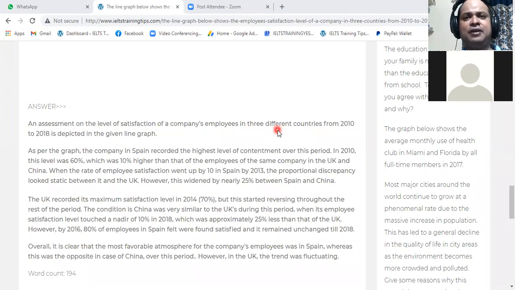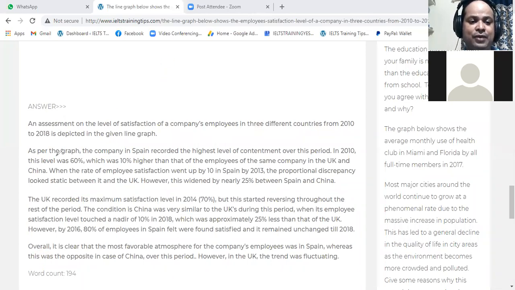And at the same time, we are not going to say that this is measured in percentages or rates. We don't need that, because it is said in the body paragraph. So it is very concise: three different countries, the duration is given, is depicted in the given line graph. What is the picture? The picture is a line graph. What is it about? It is about a statistical assessment of the level of satisfaction of a company's employees in three different countries. Now, I can see what it is in the overview. So the overview, I can search for the overview. The overview is here.